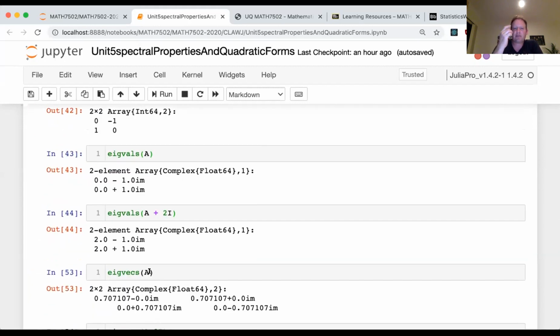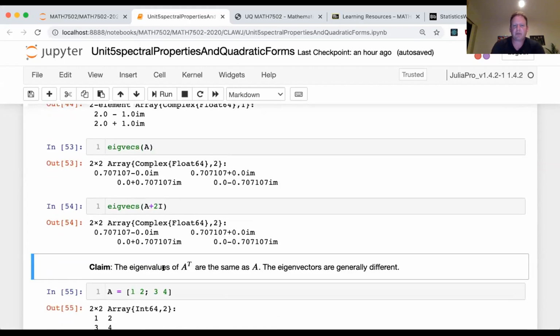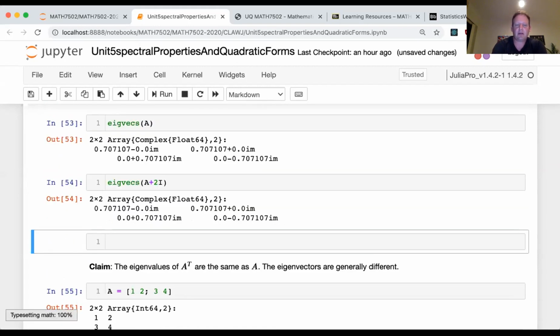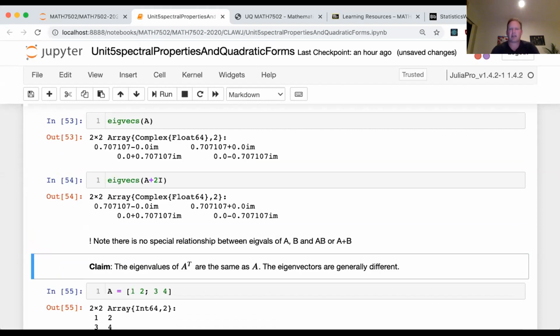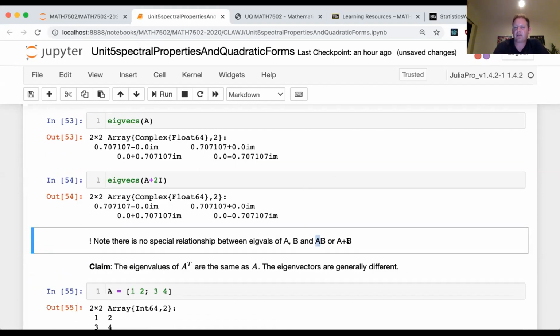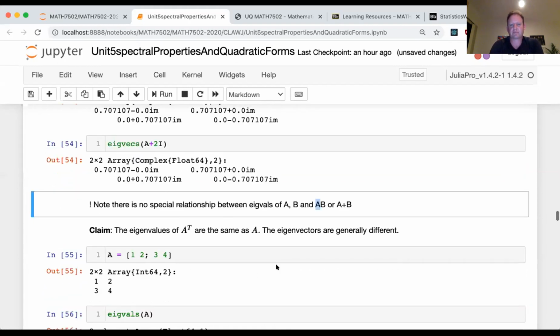Now, this is also related to the important fact that, note, there is no special relationship between eigenvalues of A, B, or A plus B. Okay, so if I know something about the eigenvalues of the matrix A and the eigenvalues of matrix B, once I take the product, I don't know anything really about the eigenvalues, and neither with the sum.